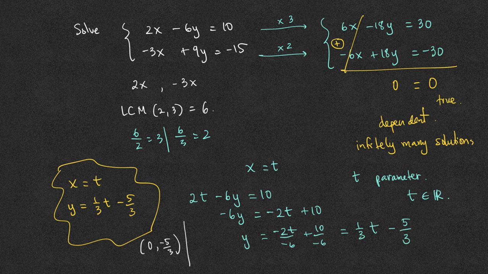If t equals 1, then x equals 1 and y equals 1 over 3 minus 5 over 3, which is negative 4 over 3. Again, infinitely many solutions. We cannot list them all. That is why we use t as the parameter in this case.